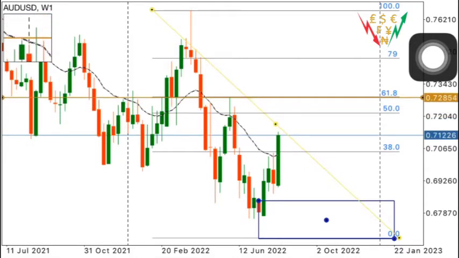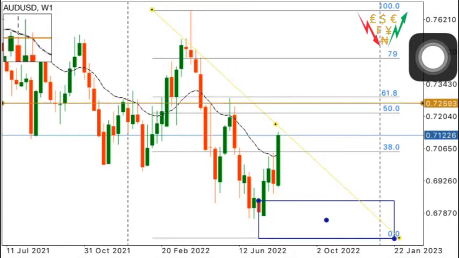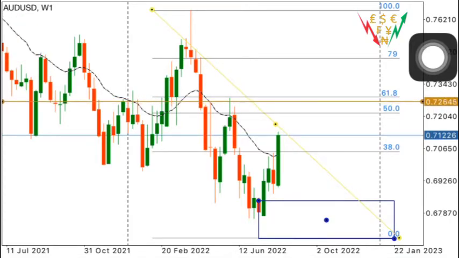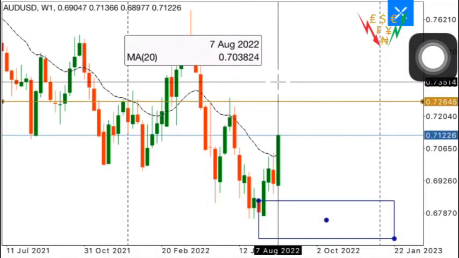Around here is 0.7287, which is somewhere around this 0.7280 golden round number. Okay, so let's say price will definitely come to this point, definitely. Okay, so that's an area that we could consider for a take profit at this level.